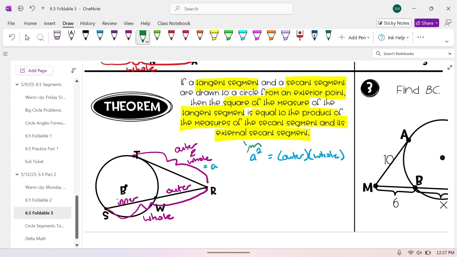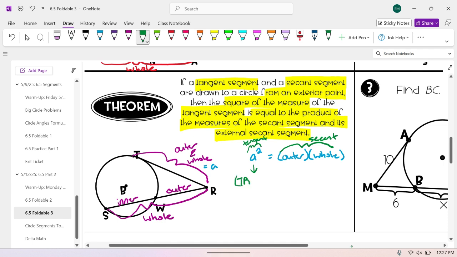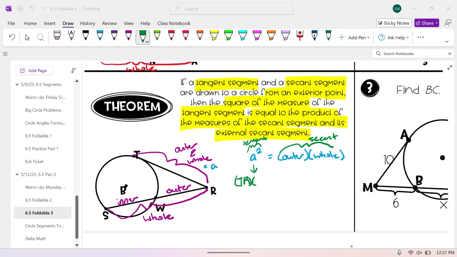So this right here is my tangent, comes from my tangent line. This part right here comes from my secant line. And again, it's because we have to count TR twice because it's still outer times whole. So it's still the exact same formula. But in this case, the tangent line is both the outer and the whole because it's both outside the circle and it's the full segment. All right, so we have to count it twice.